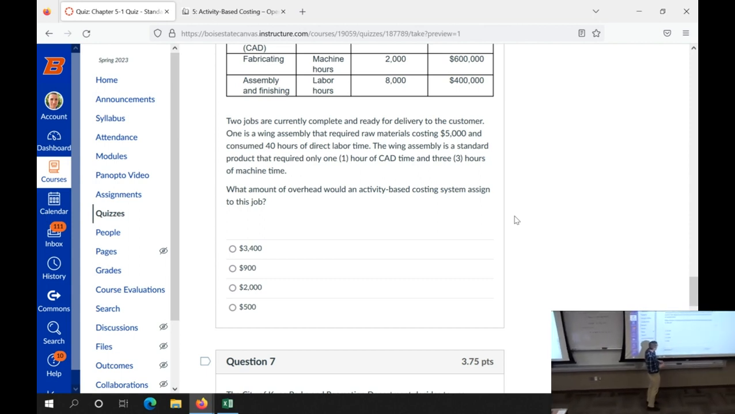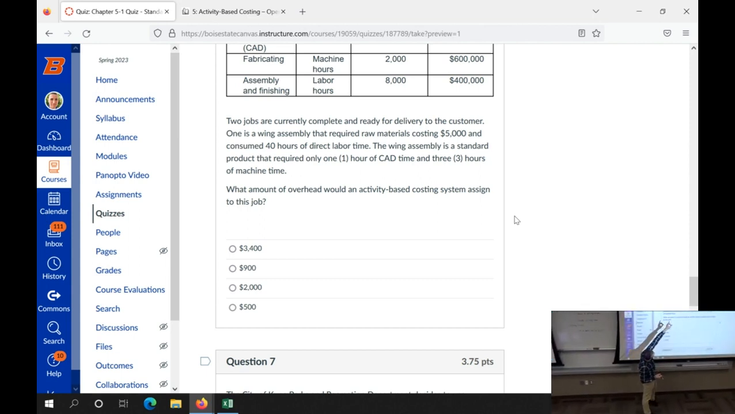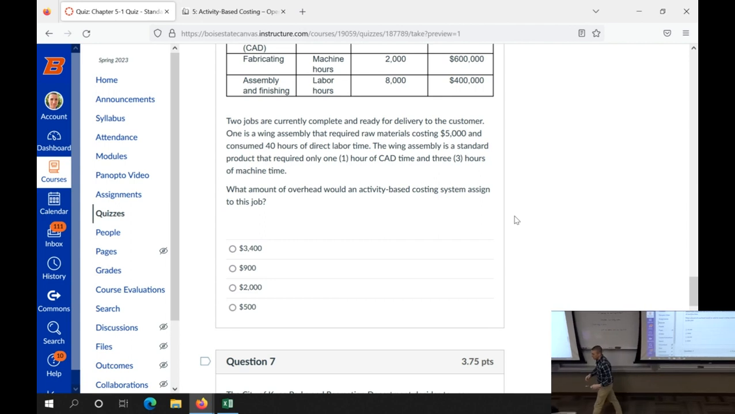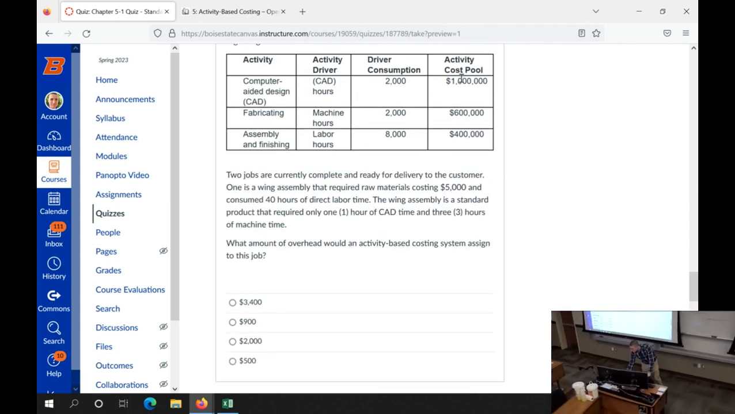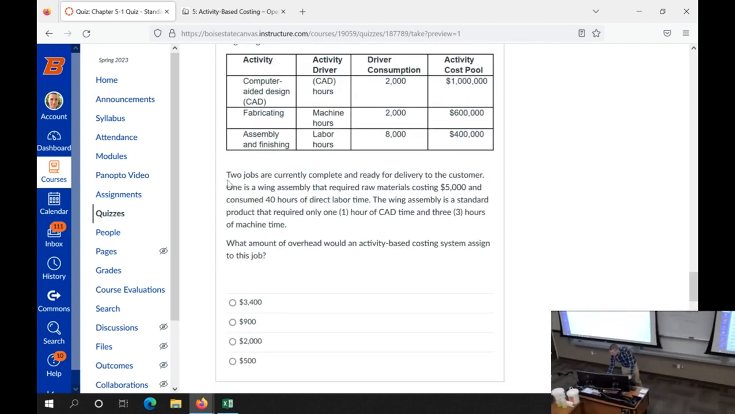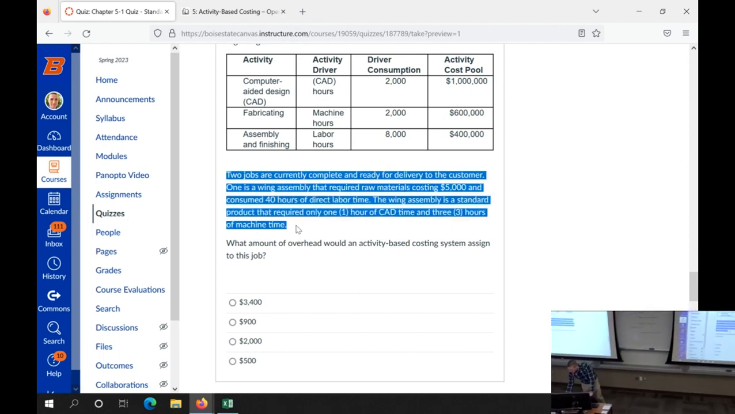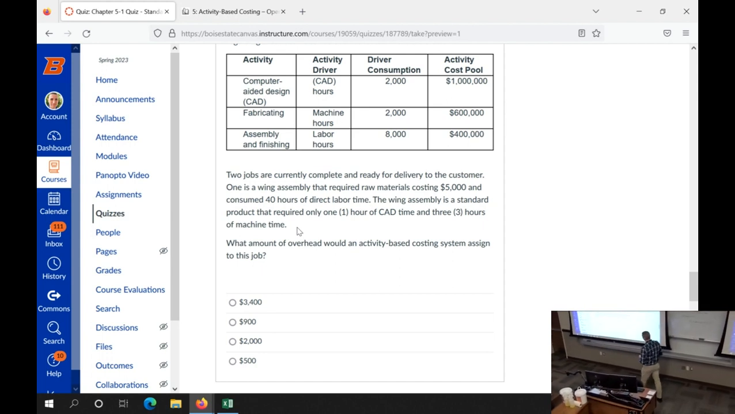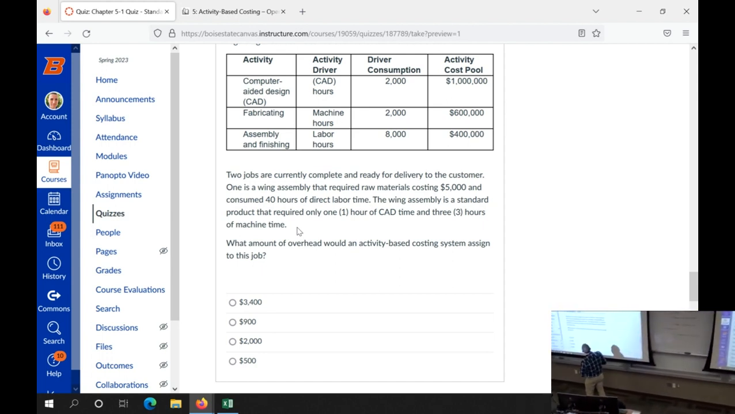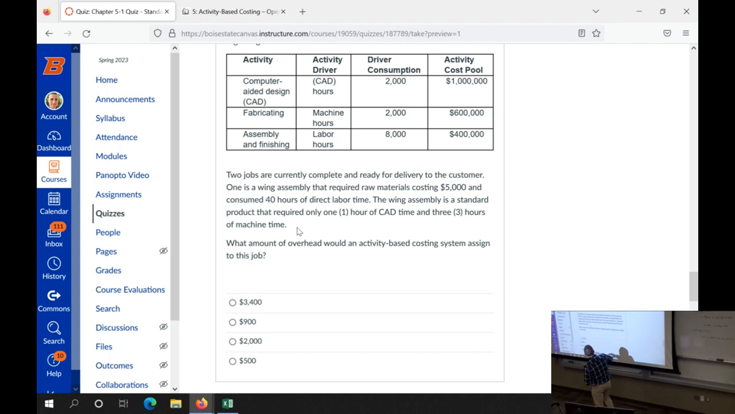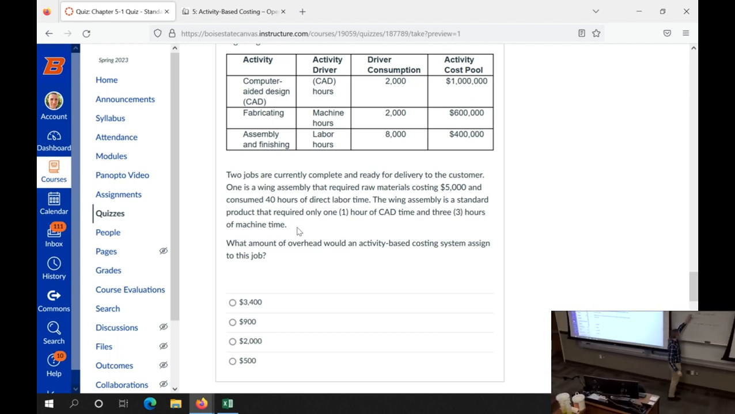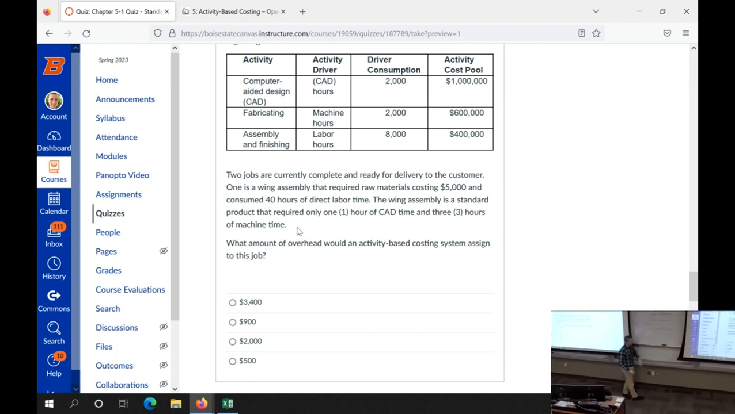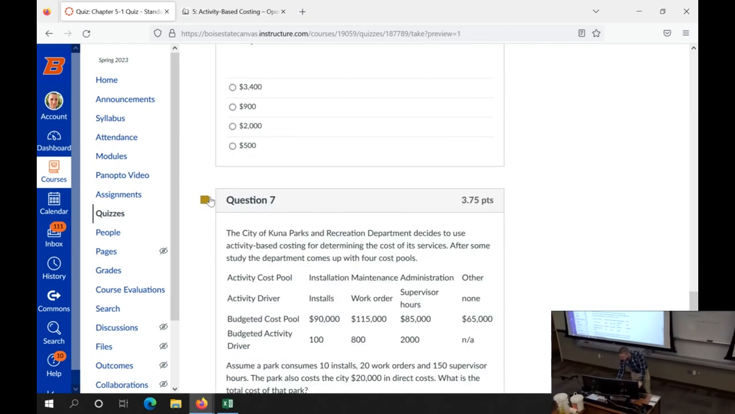So here, this question actually gives you activity cost pools right here and driver consumption, and then tells you how much of each activity driver is consumed by this job. Just one job, one of the wing assembly, and wants you to then allocate based on these activity rates. So you have to do two things in this. You have to calculate the activity rate and then use those activity rates to allocate overhead.